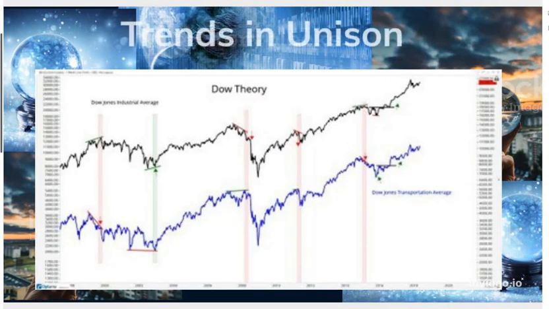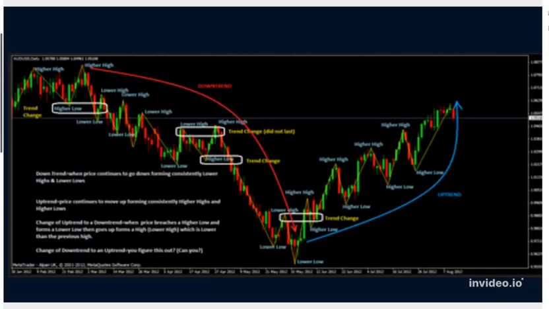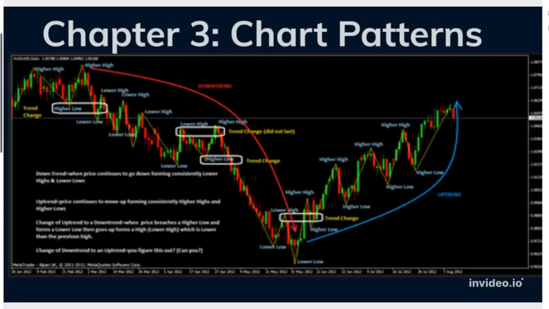Example 5. Trends in unison. Dow theory syncs market indices, guiding us like a constellation of stars. When these indices move together, it's like finding a reliable North Star in the sky, a guiding light for our treasure hunt.